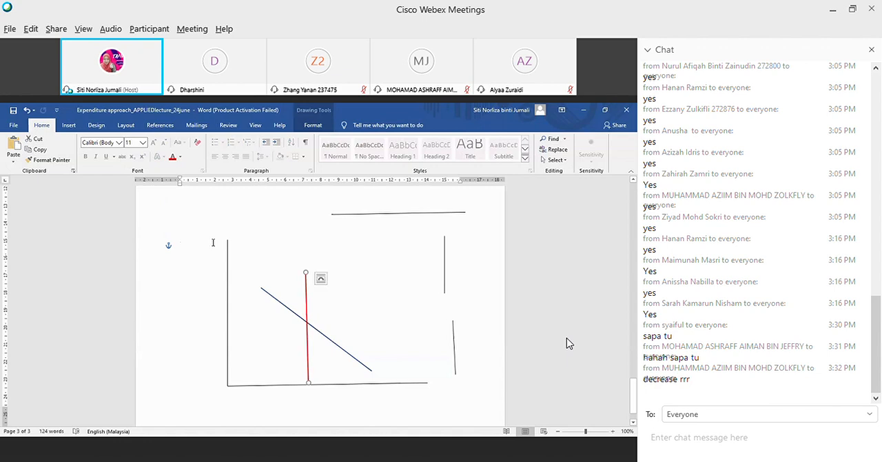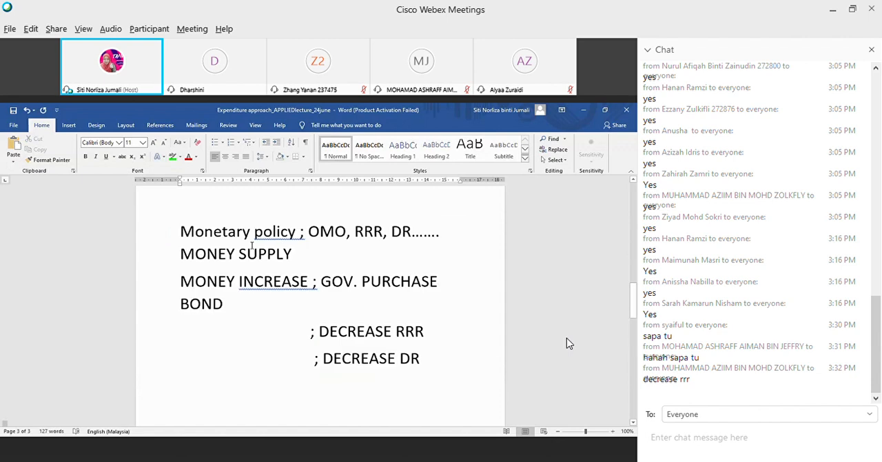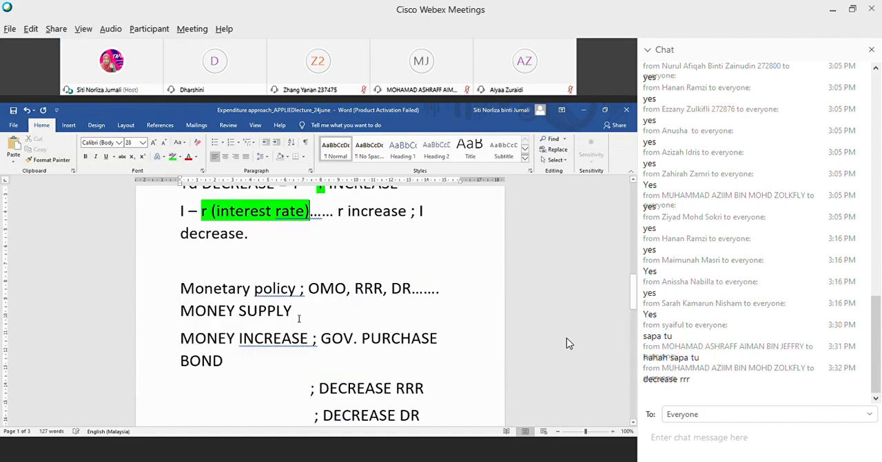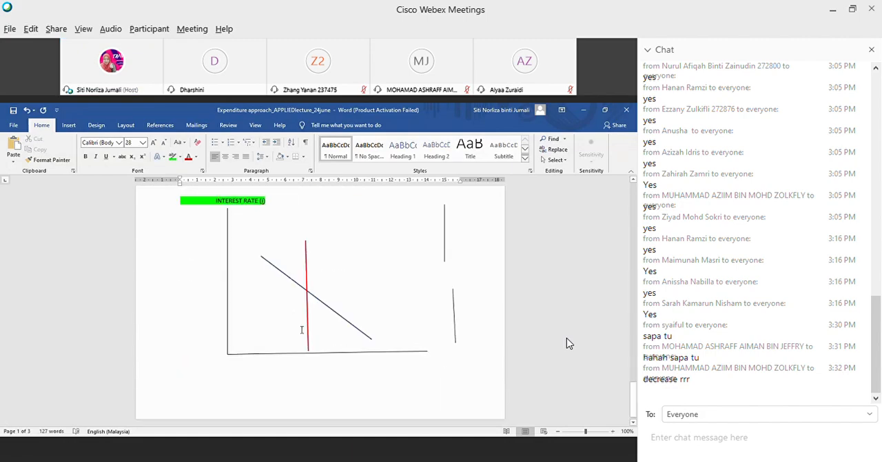This is the interest rate. This one is the interest rate, which is similar to this interest rate. Okay. So now, this one is money. This is quantity of money.